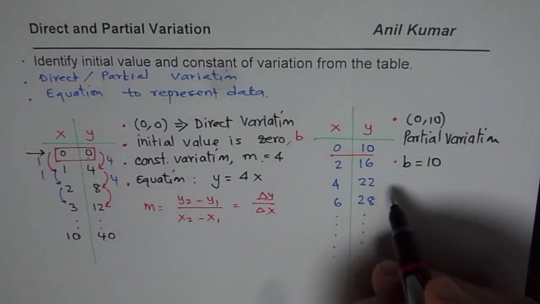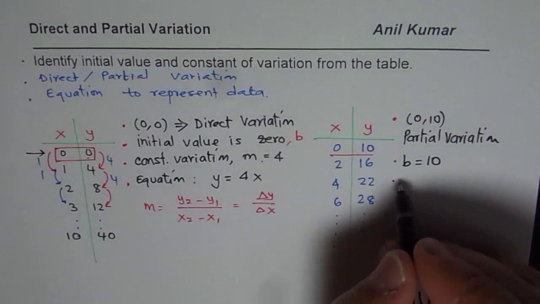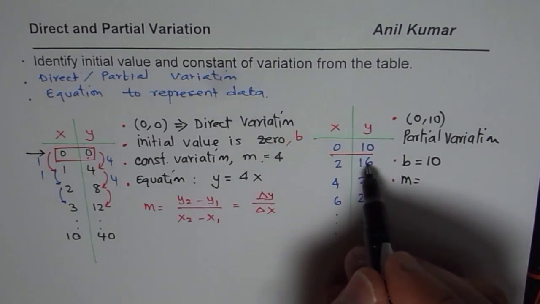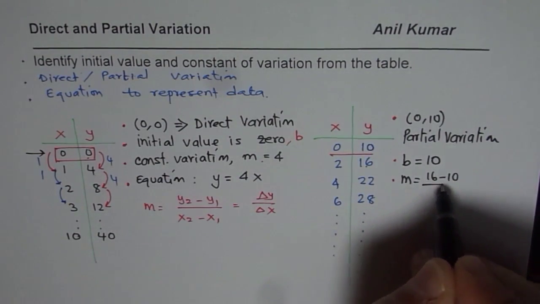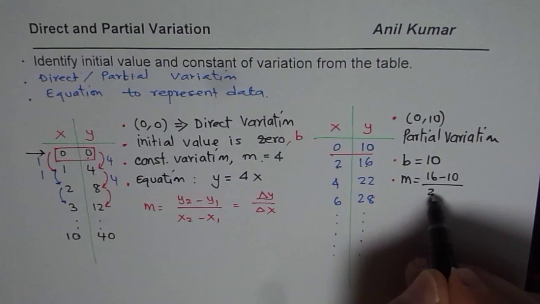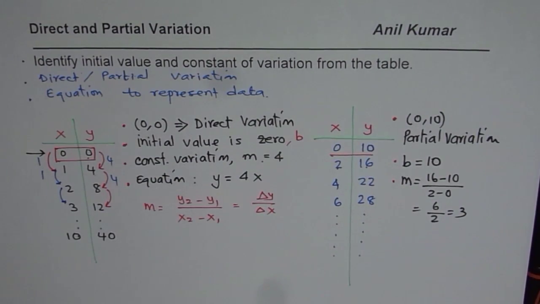Now, let us find the constant of variation. The constant of variation, normally we write m for it, is change in y divided by change in x. Change in y is 16 minus 10, divided by change in x, which is 2 minus 0, right? 16 minus 10 is 6, and that over 2 gives us 3. So m is 3.